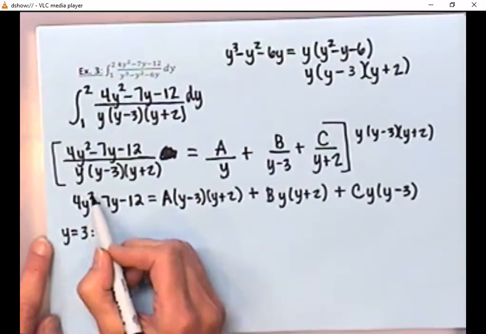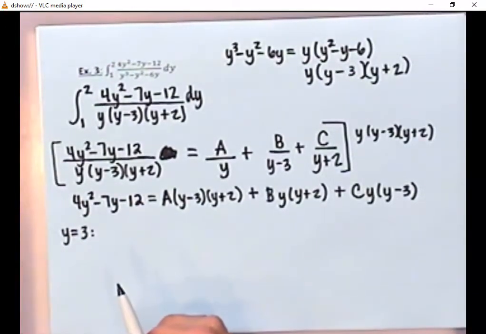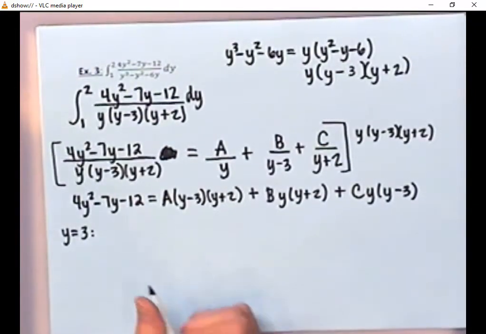Let's see. So 3 squared is 9 times 4 is 36, right? Minus 7 times 3 is 21. I'm going to just type this in so I don't forget that. So 36 minus 21 minus 12. I'm getting 3.